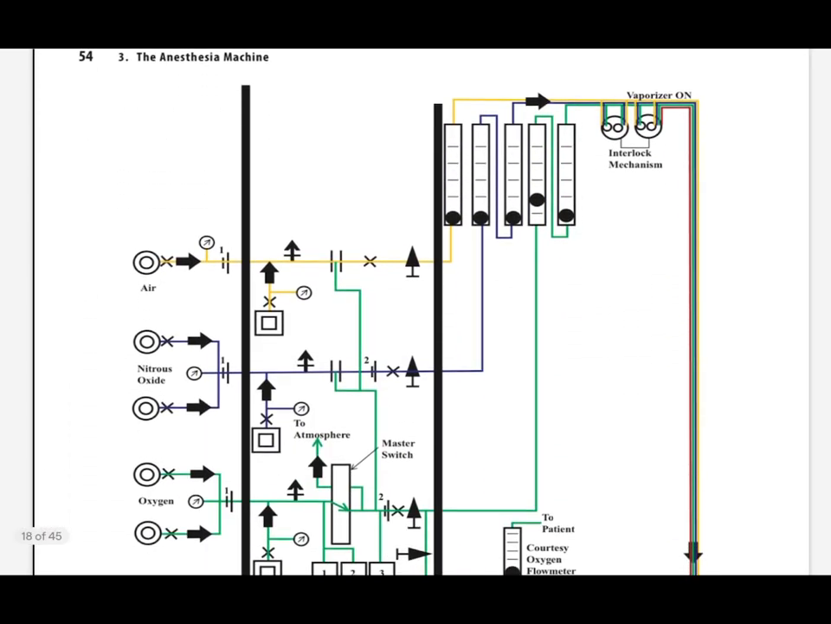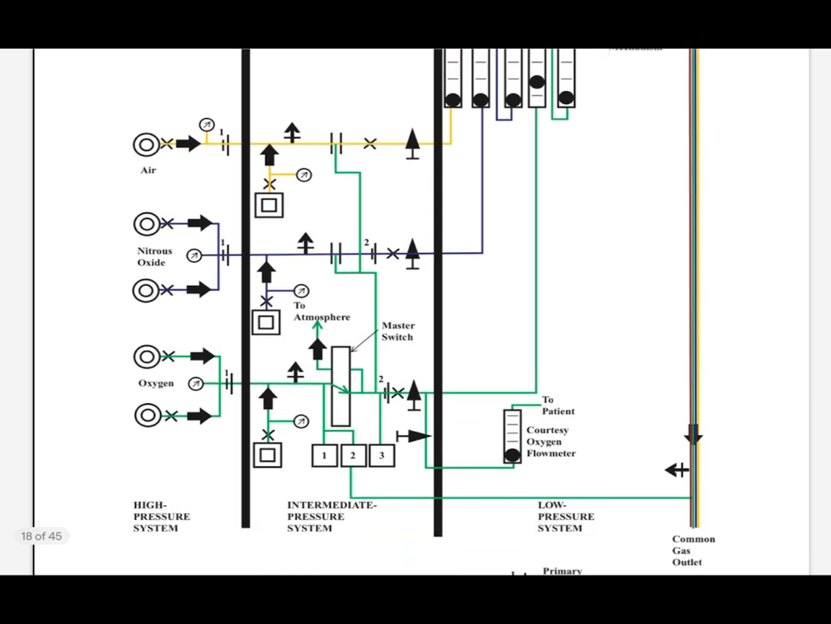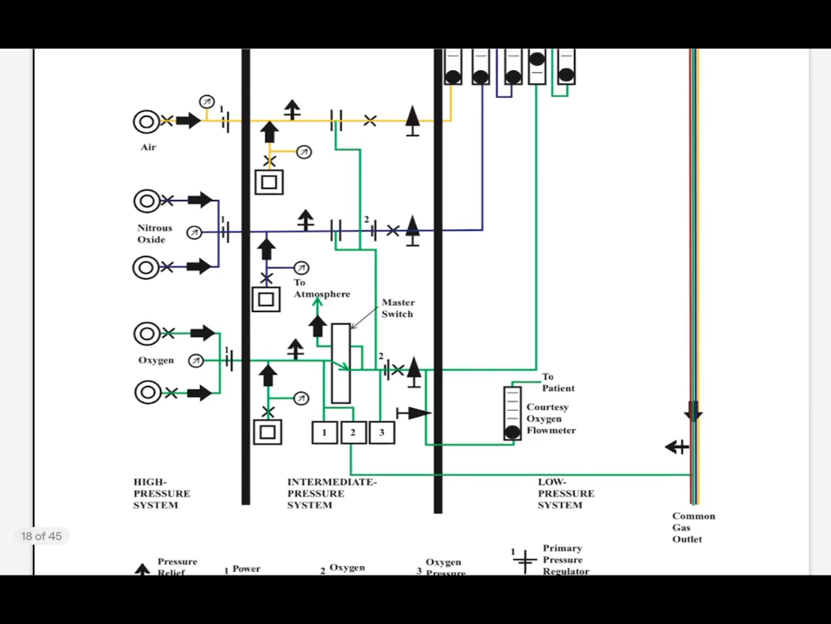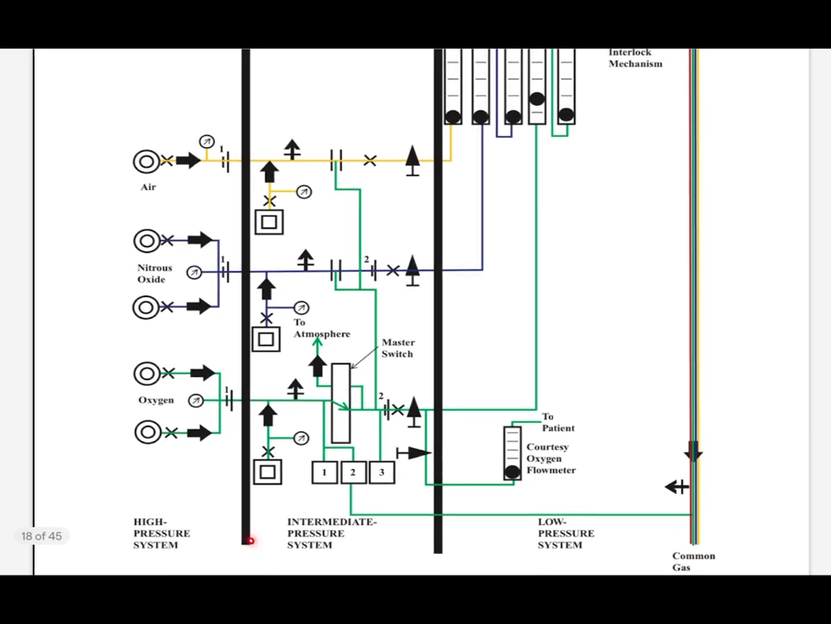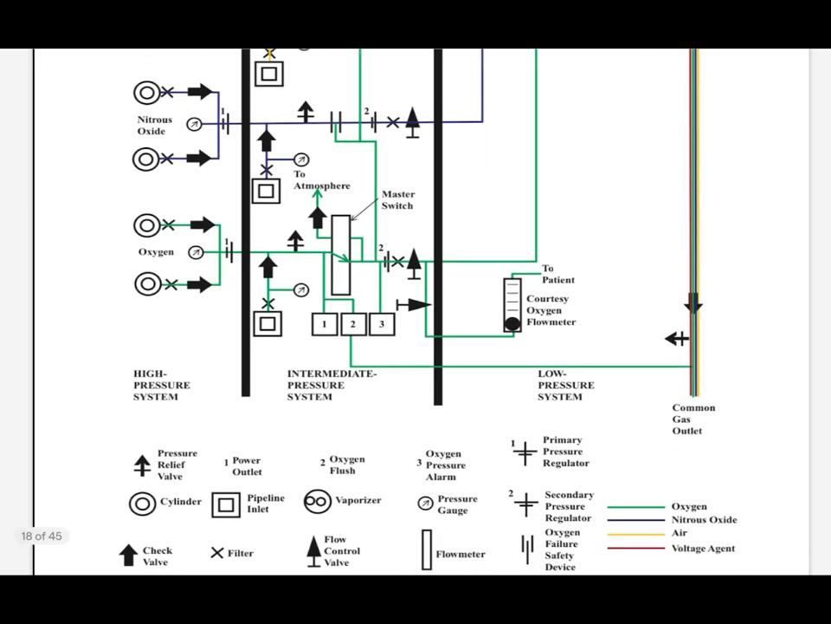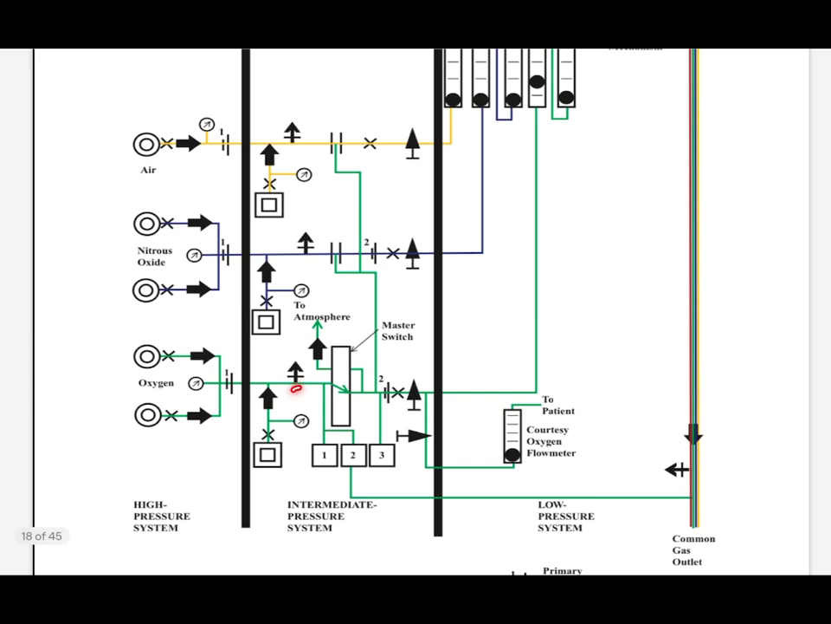This is a diagram of anesthesia machine. We have discussed it earlier. Just revisiting intermediate pressure system. This is intermediate pressure system. These are pipelines, oxygen, nitrous oxide, air. This is filter, followed by unidirectional check valve and pressure gauge. Then we have pressure relief valves for each pipeline, followed by specifications.